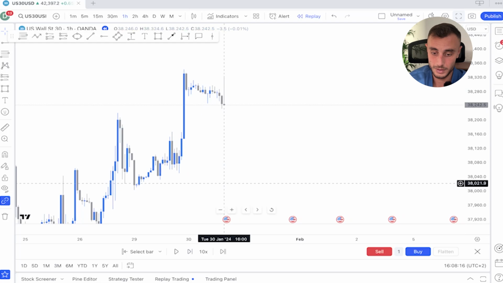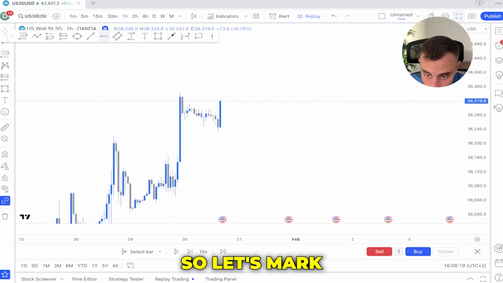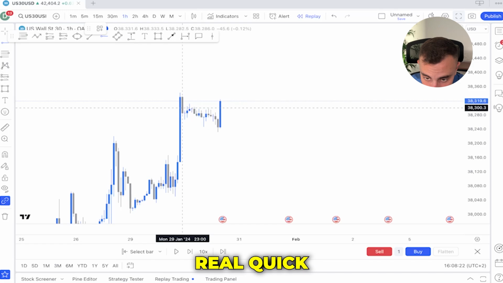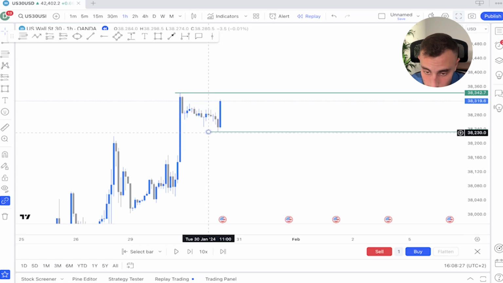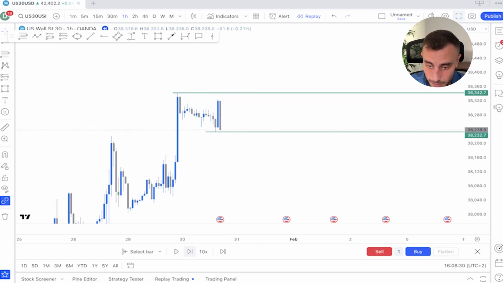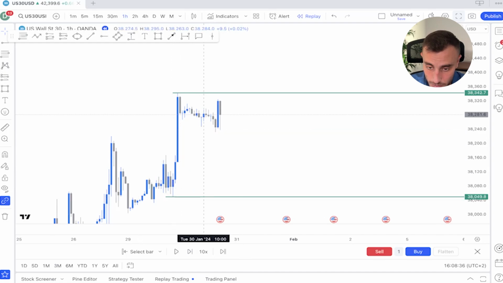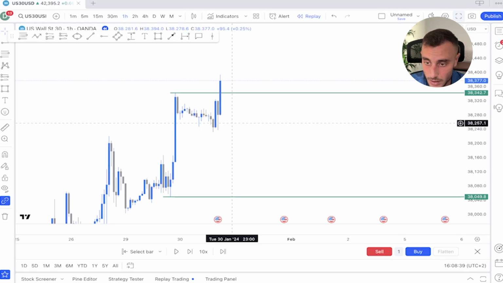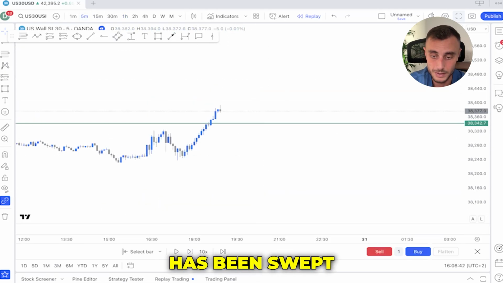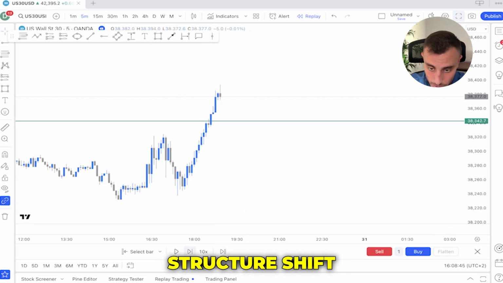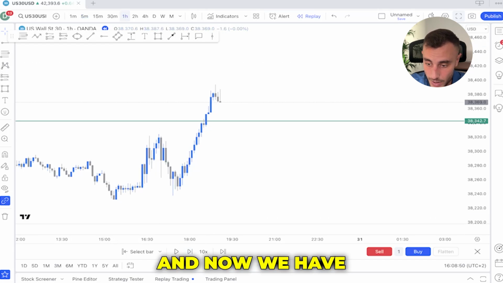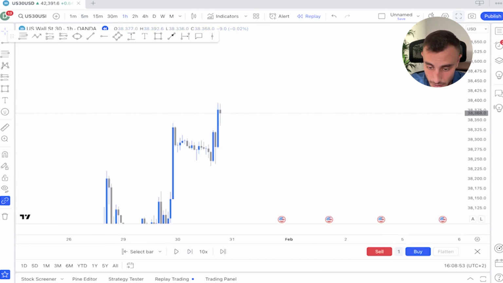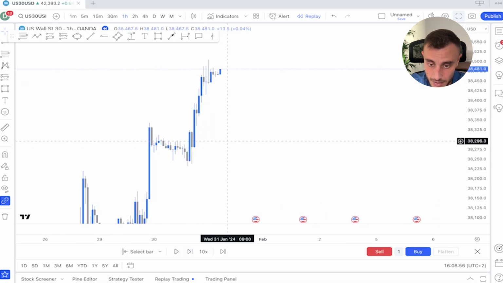Let's continue. Okay, we are here. So let's mark our levels real quick. I would say this is the upper liquidity level, and the lower one hasn't really been created. Yeah, because it's only one candlestick, so this is our lower liquidity level. But check this out, the upper one has been swept, and we can look for a market structure shift, but check the time, it's 7 p.m. It's the end of our session, and now we have 1 day left. Okay, we have 1 day left before we end the backtest and see the results.